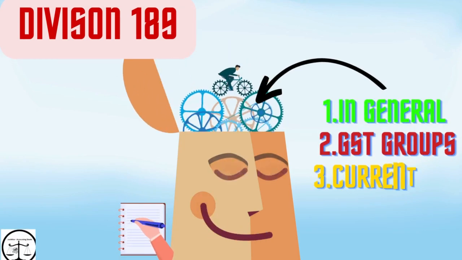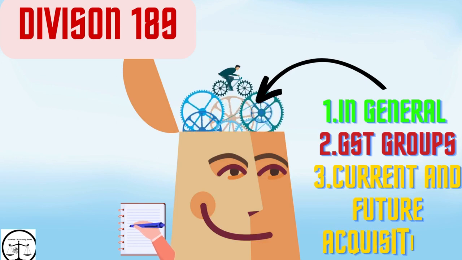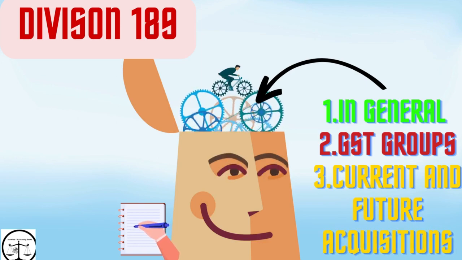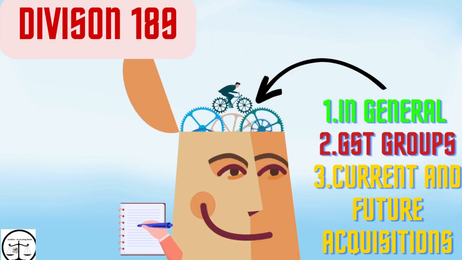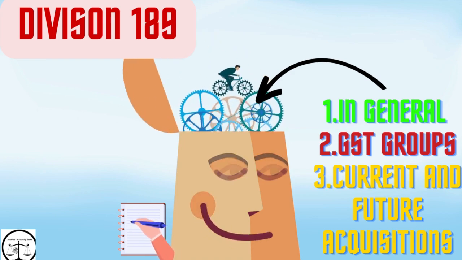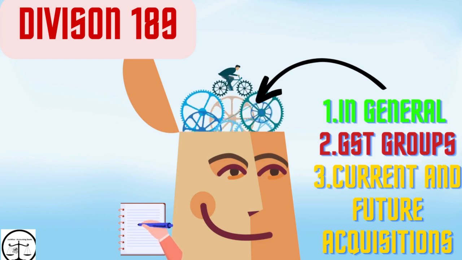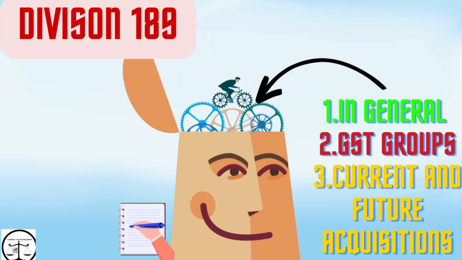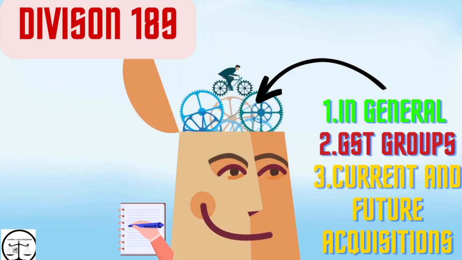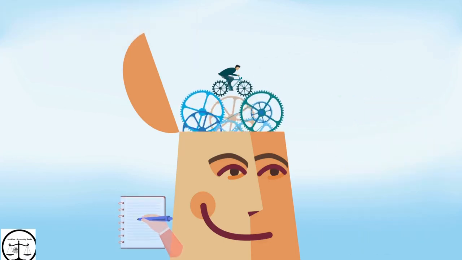Before we start explaining Division 189, we would like to suggest that you please keep in mind a few notes. This will make it easy and quick to understand Division 189. Few terms mentioned in Division 189 are meaning of 1. In general. 2. GST groups. 3. Current and future acquisitions.